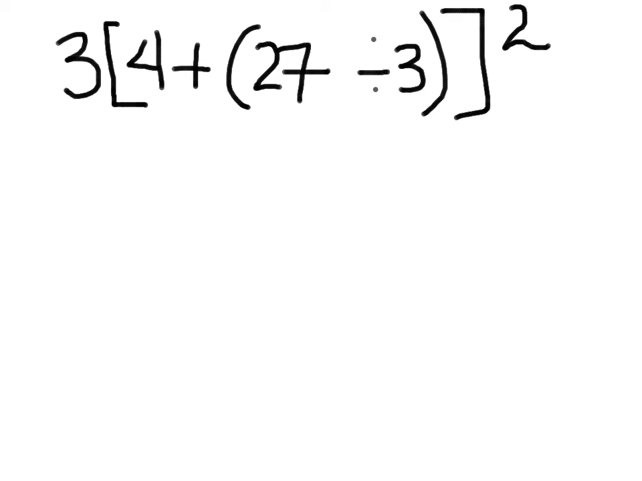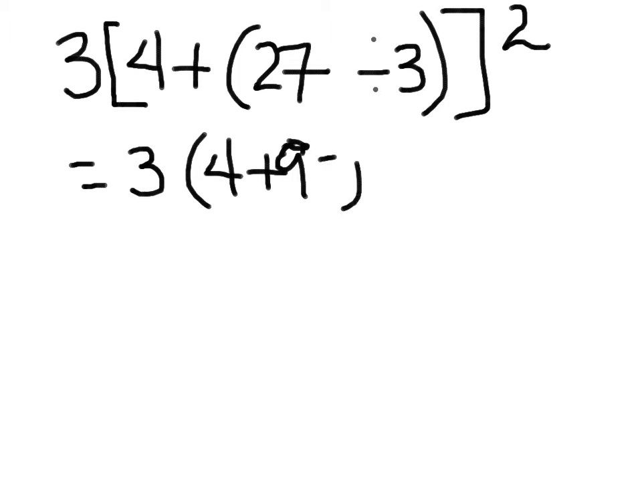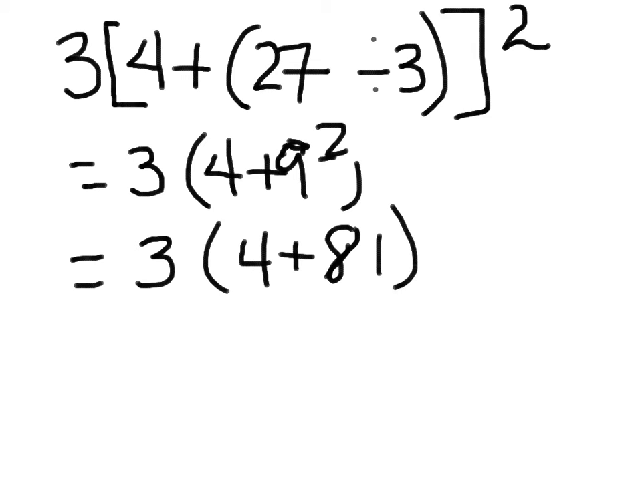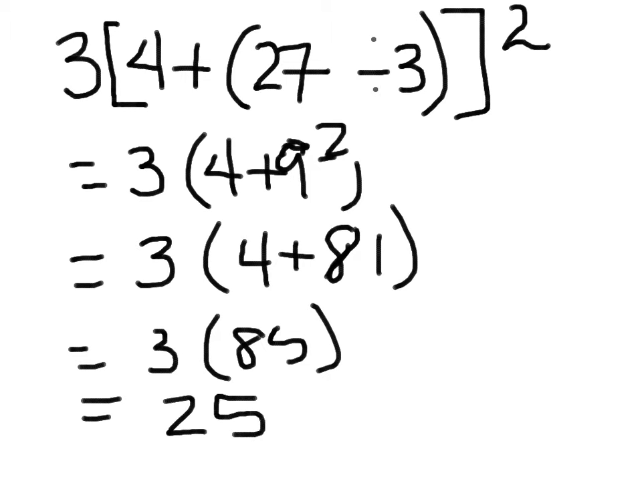So they show Lenora's answer. She takes the process and says it equals 3 times 4 plus 9 squared. Then she says that equals 3 times 4 plus 81. And then finally that equals 3 times 85 for an answer of 255. So that's Lenora's way of doing it.